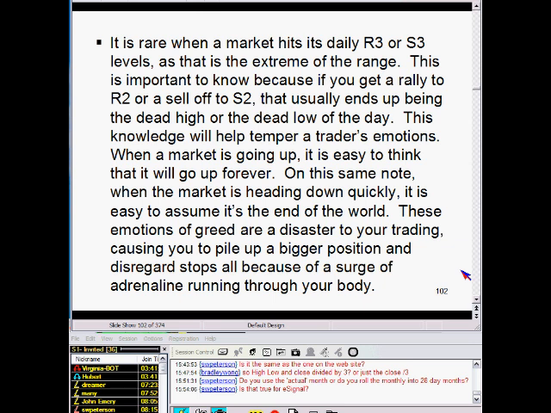So if you're in a long position and you've already gotten up to R3 and you're just a day trader, guess what? It's time to go flat. The move's over. So there's no reason to pile on additional contracts looking for additional moves, because the chances are like 10% that this market's going to move any higher, and 90% that the market has already put in its high for the day. So it's really important to know the R3 and S3 levels.